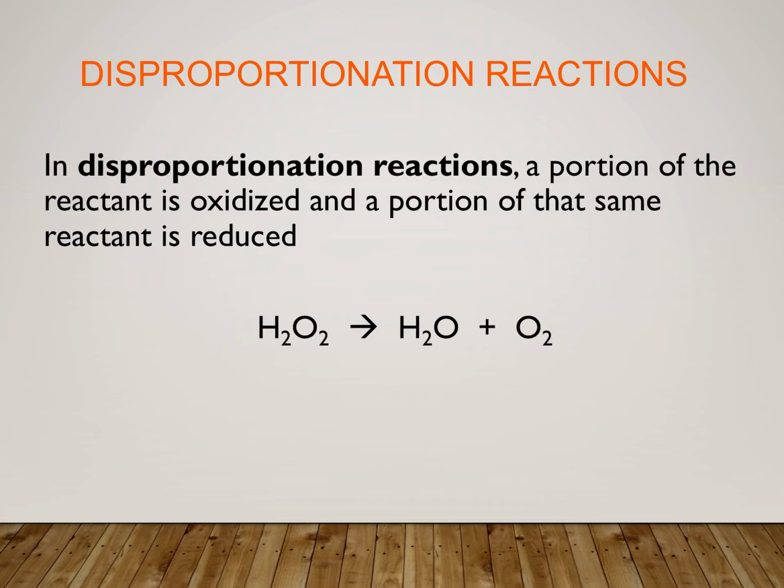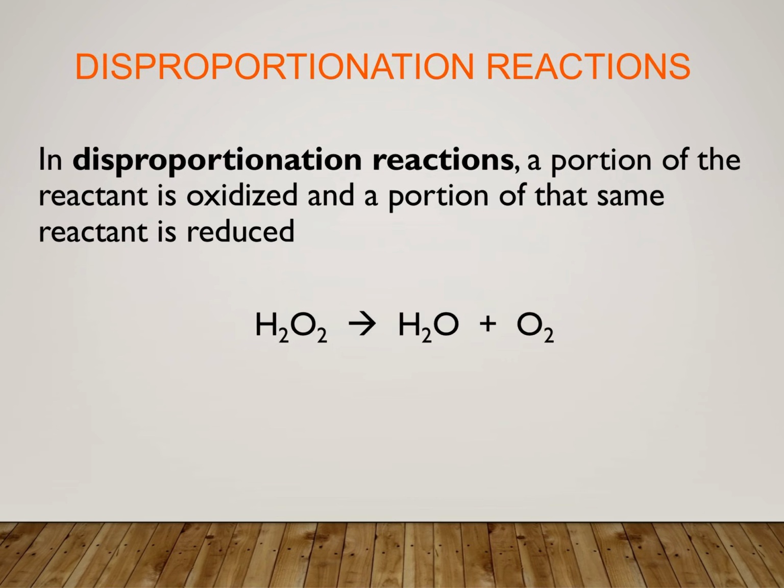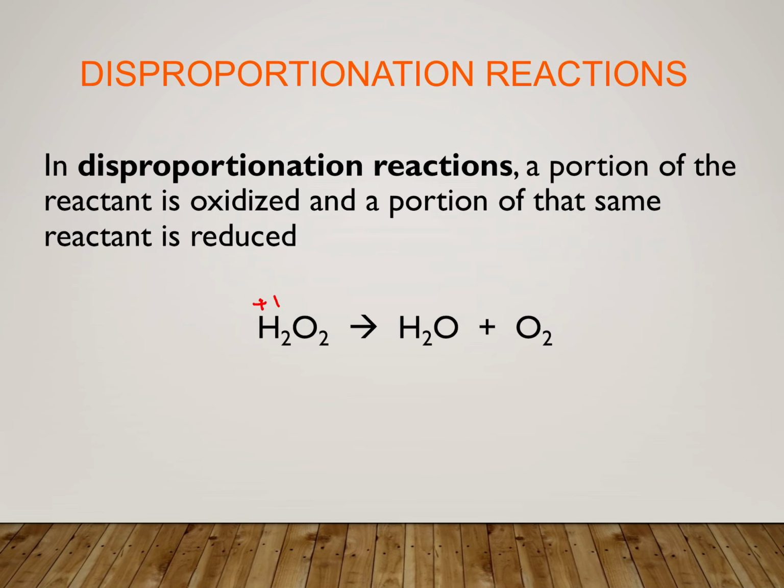We have one last type of redox reaction, and this is called a disproportionation reaction. This is when a portion of the reactant is oxidized and a portion of that same reactant is reduced. It'll usually look like this. It'll usually be these decomposition reactions in which you're seeing it. So on the left, we have hydrogen being a +1. And again, remember that when oxygen is in a peroxide like this, it's going to be a -1.